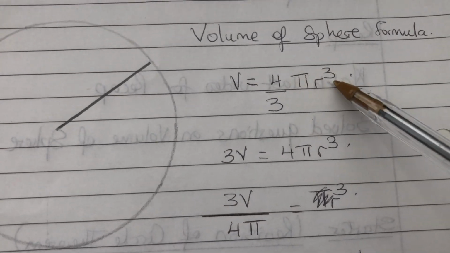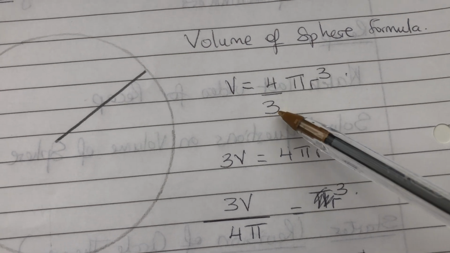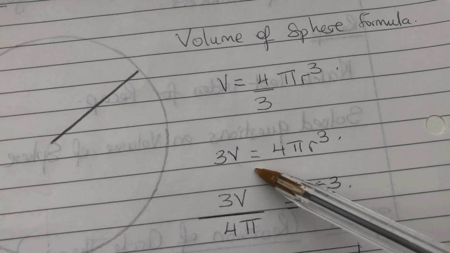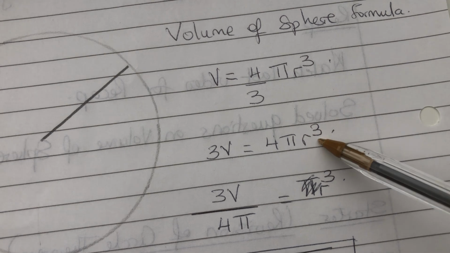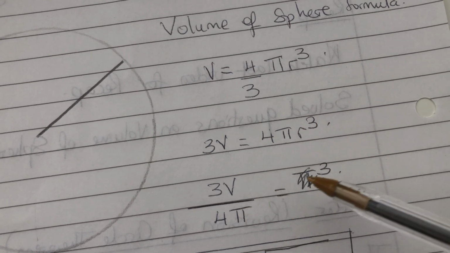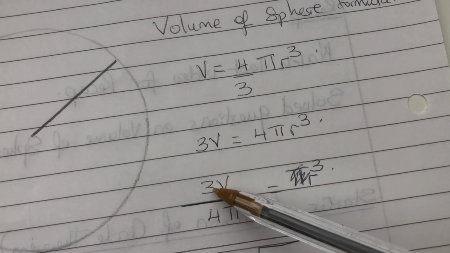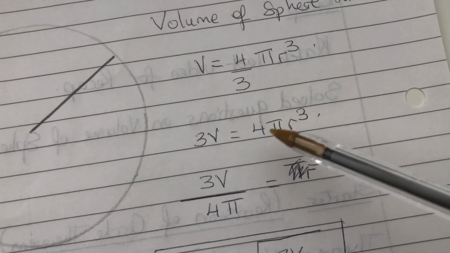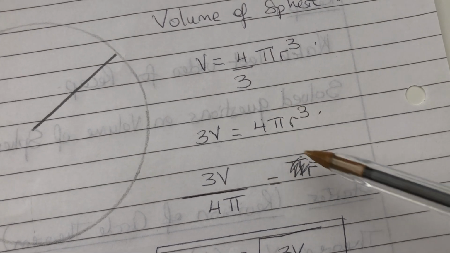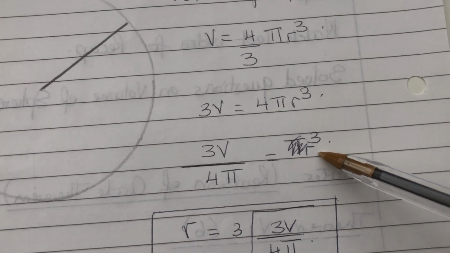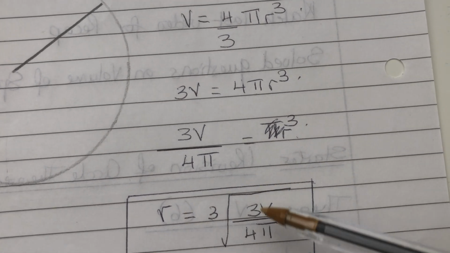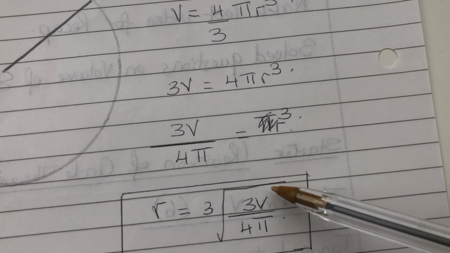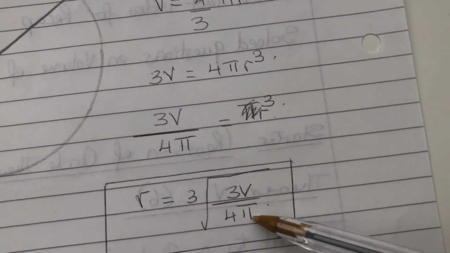Now, I want to make r the subject here. So I'm going to multiply through by 3. So 3V equals 4 pi r cubed. Now divide both sides by 4 pi. So we have 3V divided by 4 pi. If I divide this side by 4 pi, all this will go away, and then I have r cubed. So r now is the cube root, not the square root, of 3V divided by 4 pi.